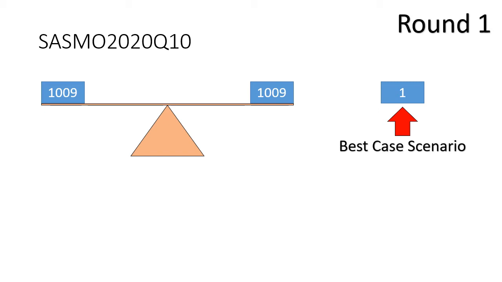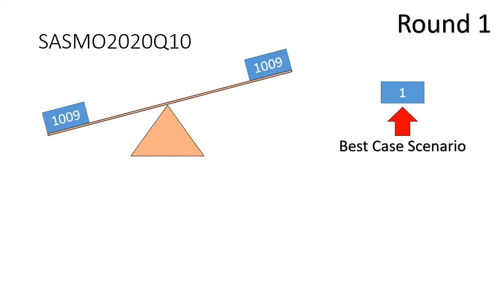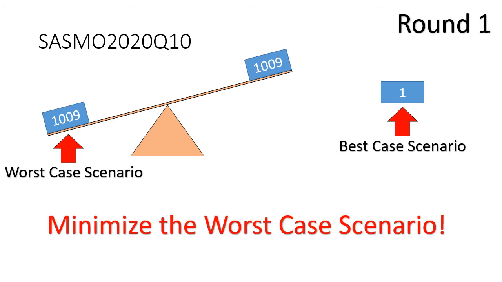That's the best case. But in the worst case scenario, the scales are tipped to one side. That means we still have 1009 coins to work with. That's not a good situation. So the strategy in this game is we want to minimize this worst case scenario. Can we lower this 1009 coins further down?